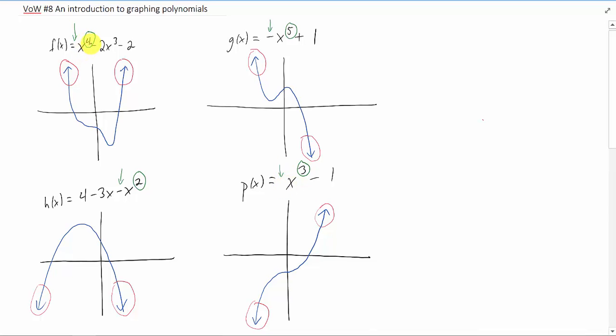So here we have an even degree and a leading coefficient of 1, which is positive. So we get this type of end behavior. Here we have an odd degree, 5, and a negative leading coefficient, that's negative 1. And we get this type of end behavior. Here we have an even degree again, it's 2, and a negative leading coefficient, so we get this type of end behavior. And here we have an odd degree, that's 3, and a positive leading coefficient of positive 1, so we get this type of end behavior.